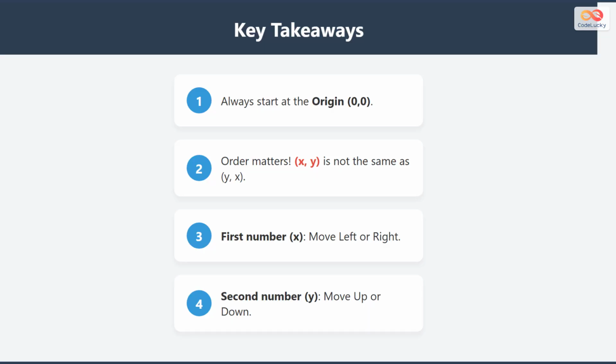To wrap up, remember these key rules. Always start at the center, the origin. The first number is your left or right movement. The second number is your up or down movement, just like walking to an elevator before you can go up or down.